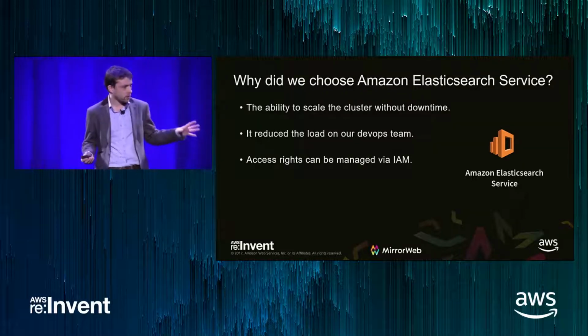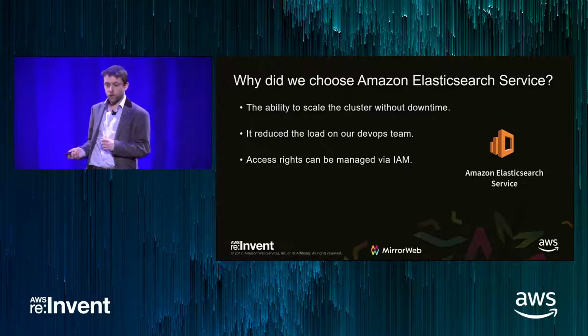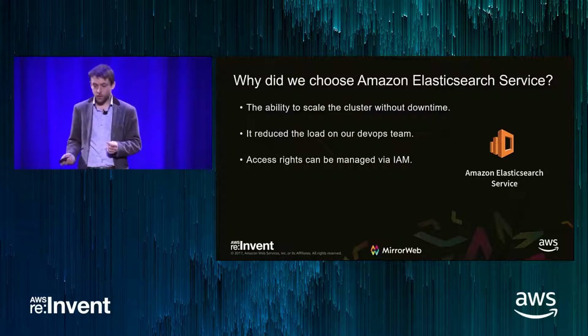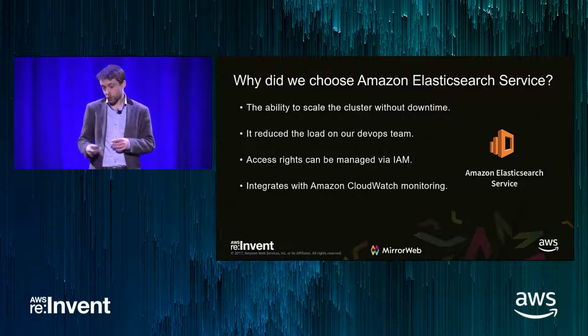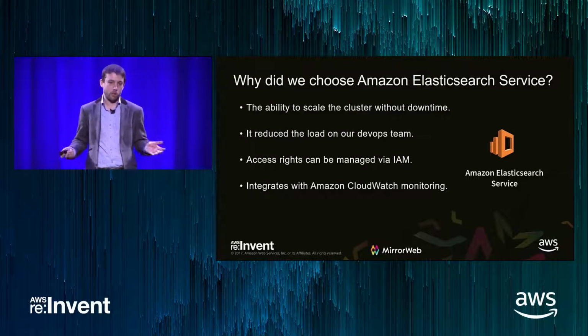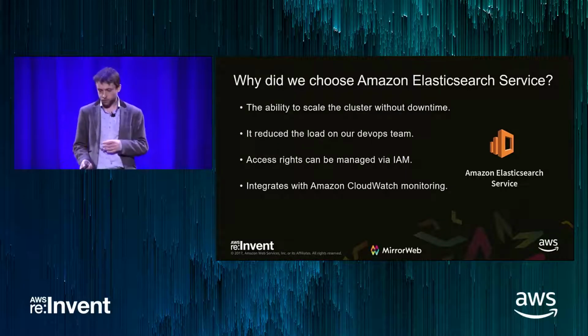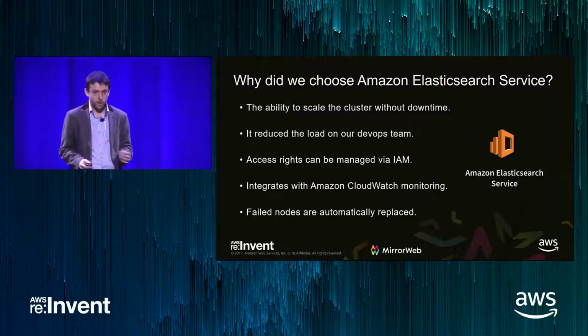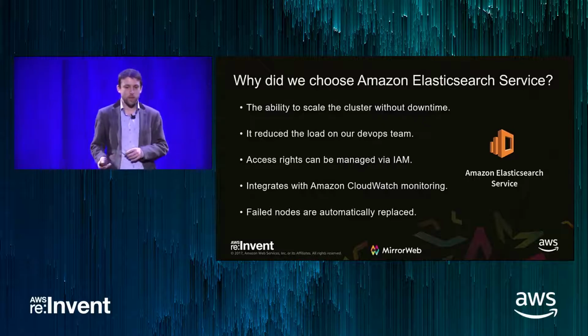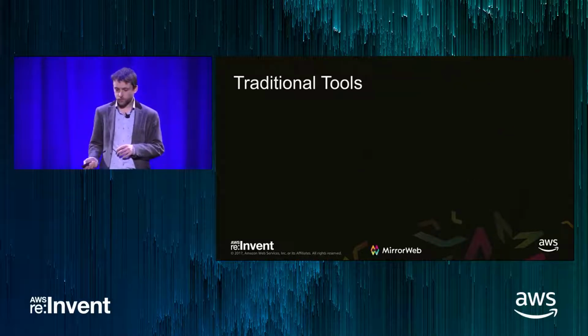Managing the access rights to Elasticsearch can be managed by IAM, and that's integrated into the Amazon environment nicely. And we monitor it with CloudWatch and provide alerting along with all of our other alerts. And finally, failed nodes are replaced automatically. I don't have to worry quite as much about it as I would if we were running it ourselves.